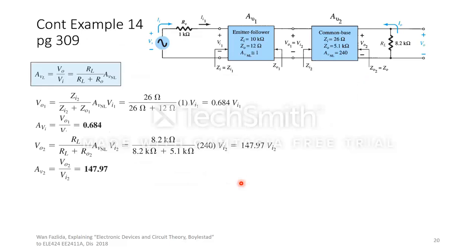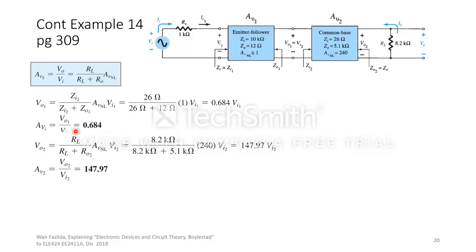Okay, so first, this is the loaded gain for each stage. So we're just using this formula that we have learned from the previous slides. So Vout1 and Vin1, we can rearrange. In this case, RL for amplifier 1 is 26 ohms, which comes from the input impedance of the second stage, because amplifier 1 is connected to amplifier 2, and amplifier 2 has an input impedance of 26 ohms, meaning this 26 ohm is actually RL for amplifier 1. So it is 26 divided by 26 plus R out. R out in this case, because we are considering the first stage, is Z out, the output impedance, which is 12 ohms. So 26 divided by 26 plus 12 times AV no-load 1.